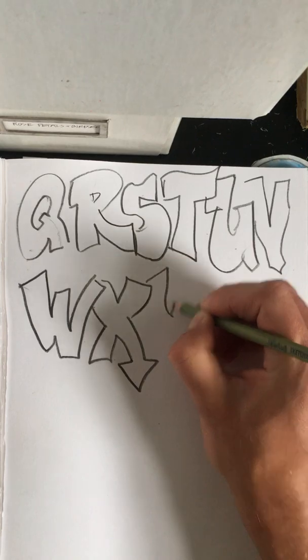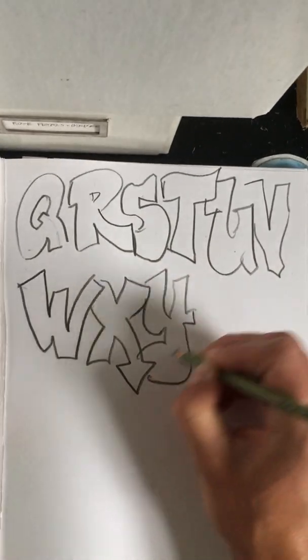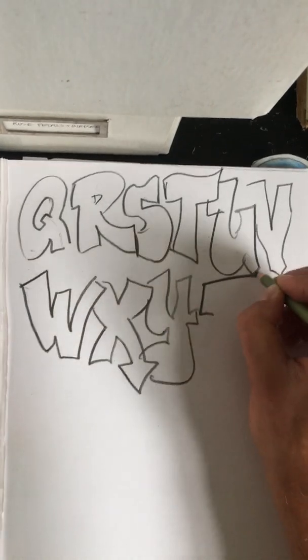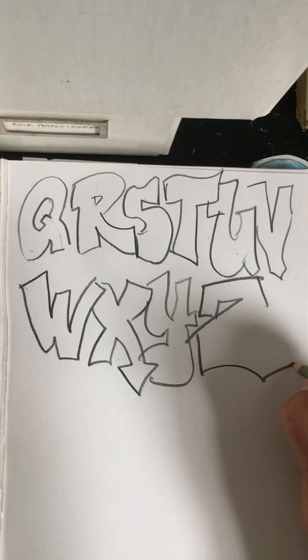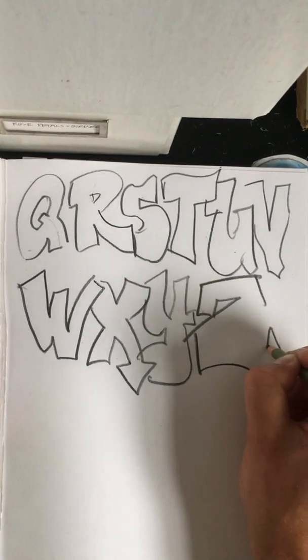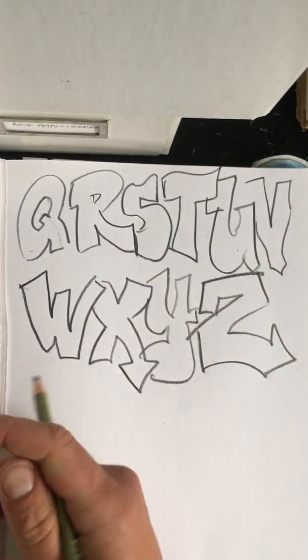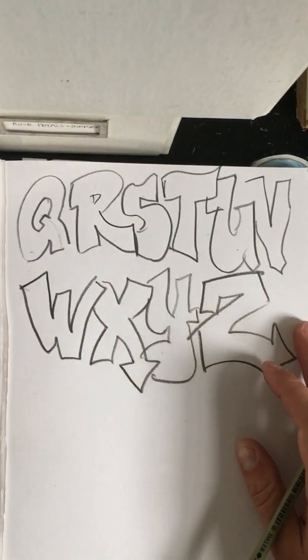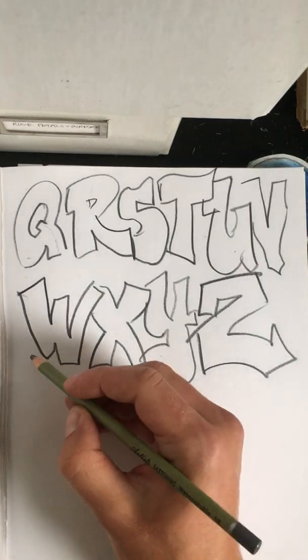Y. And Z. I don't really know why, but it's one of my favorite letters to draw, and because it's the last letter of our alphabet, I'm gonna add, you guessed it, another arrow pointing that way. It's just fun. It basically just adds another design element. So again, you could add drips or slime to this.